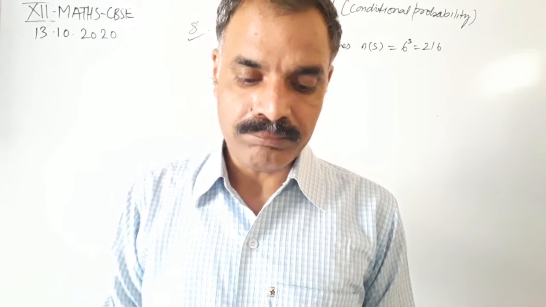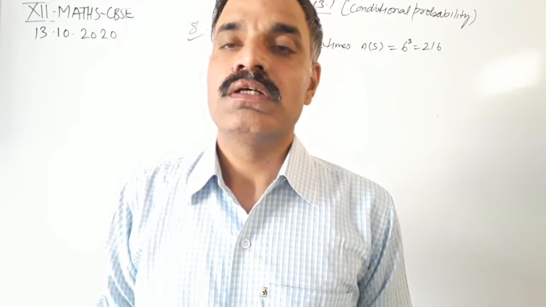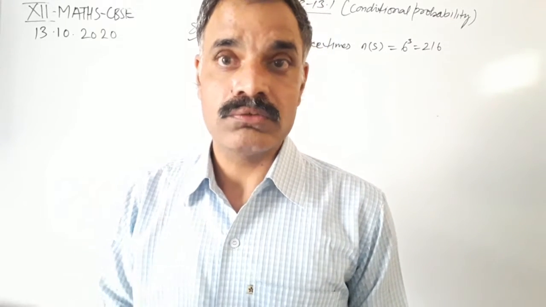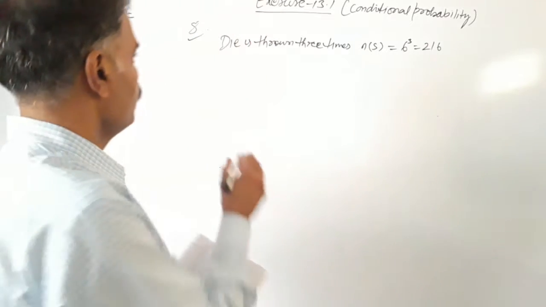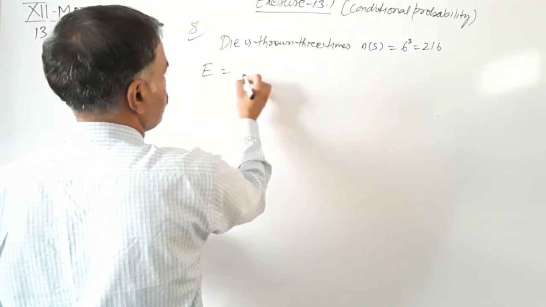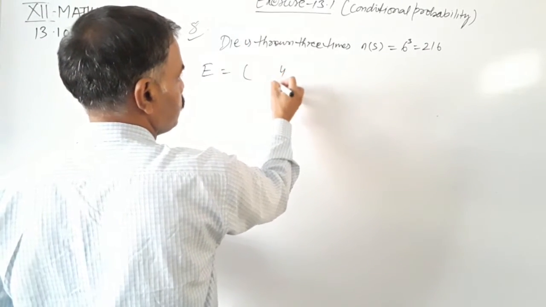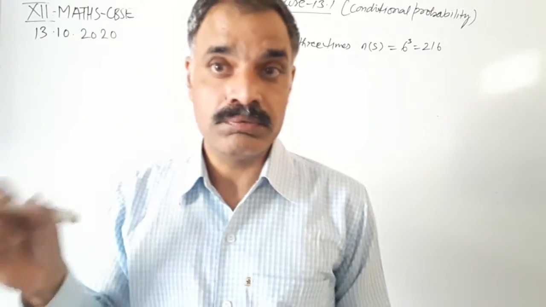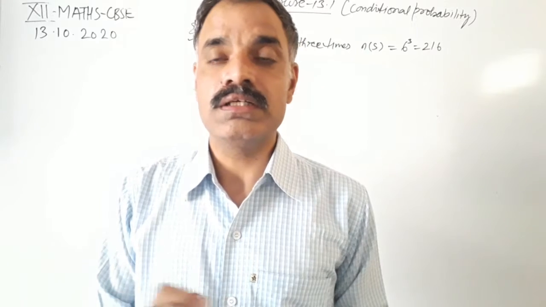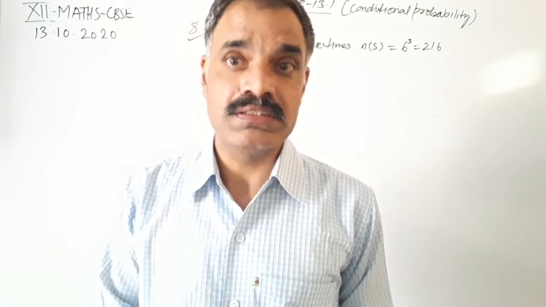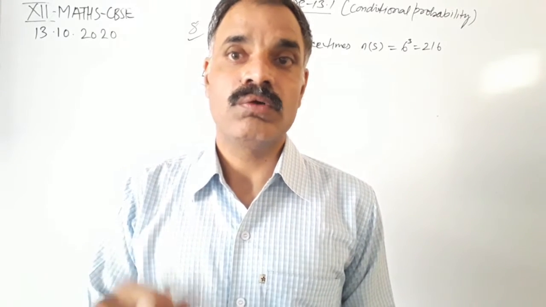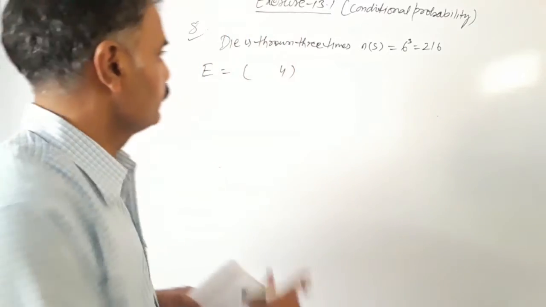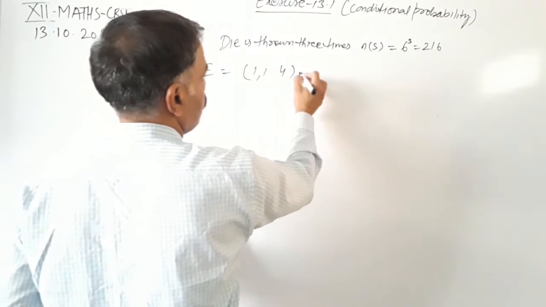Now, 4 appears on the third toss. It is given that 4 appears on the third toss. So event E: the third toss is fixed, that is 4. So the first toss and second toss will vary, will change from 1 to 6. So 1, 1, 4.